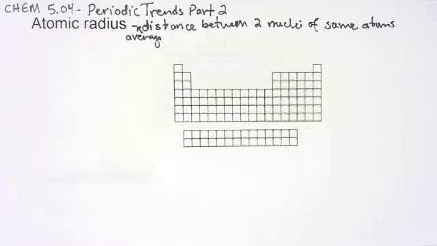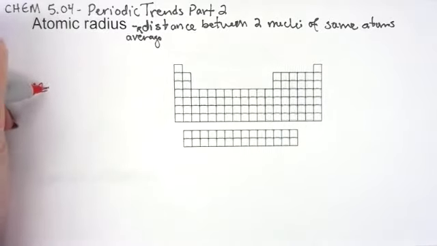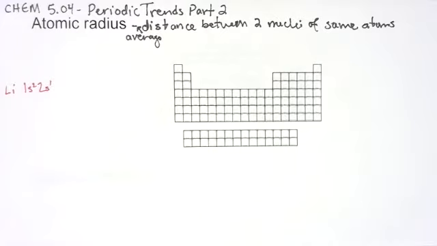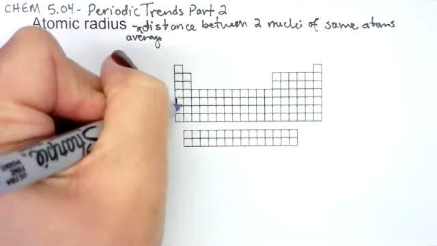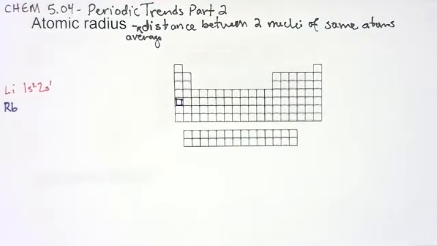Well, how does this change from top to bottom and from left to right? Top to bottom is pretty apparent. So let's go back to lithium, which is 1s2, 2s1. And then I had rubidium, which is down here, three from the bottom. And I have lithium, which is here.